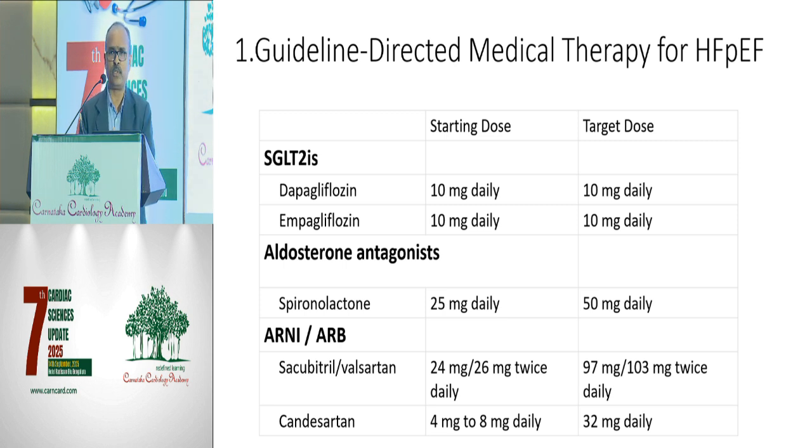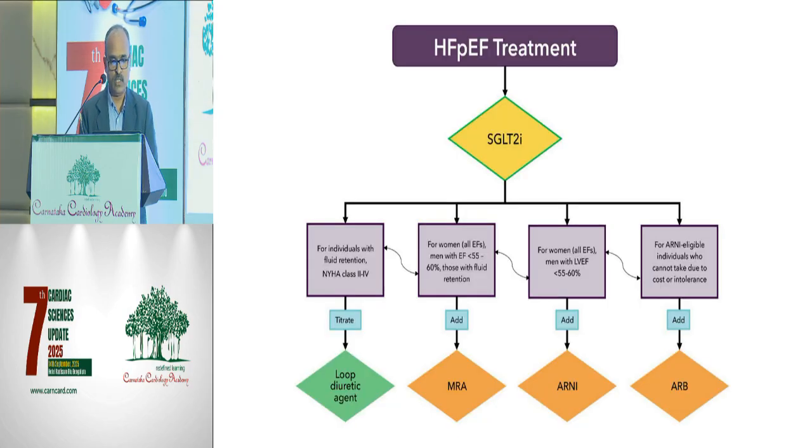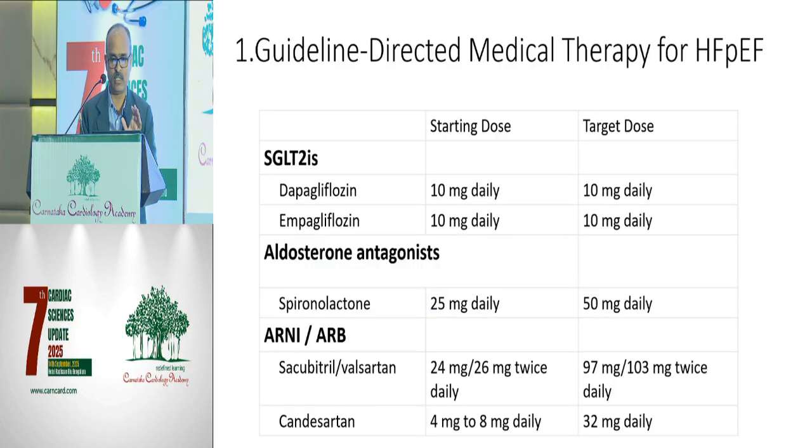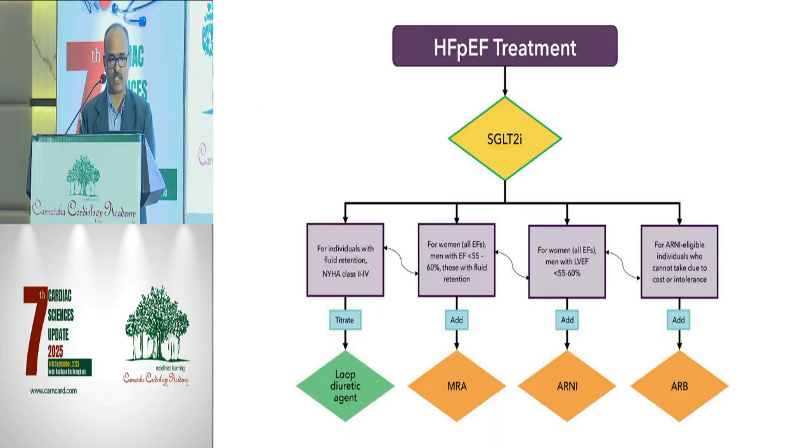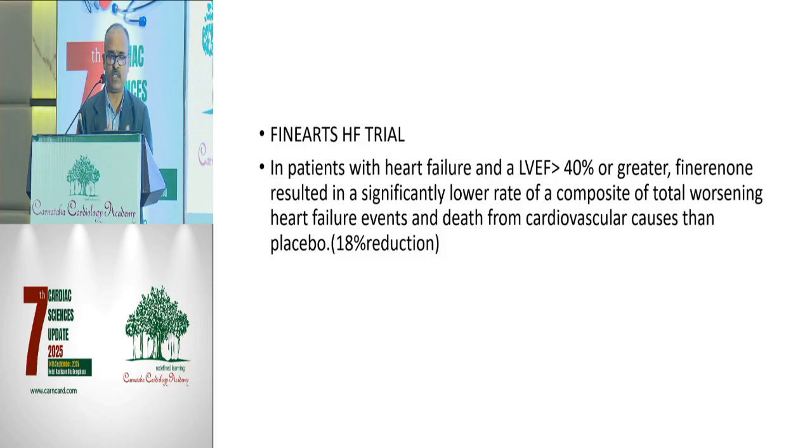Candesartan is another molecule which was shown long ago. The CHARM-Preserved trial showed 4 to 8 mg. Probably we don't have it here; I'm just completing for the sake of it. So, a loop diuretic, MRA, ARNI, and ARB. These are the 3 molecules, and along with that, SGLT2, which stands at the baseline. SGLT2 is a basic drug, and MRA plus ARNI.